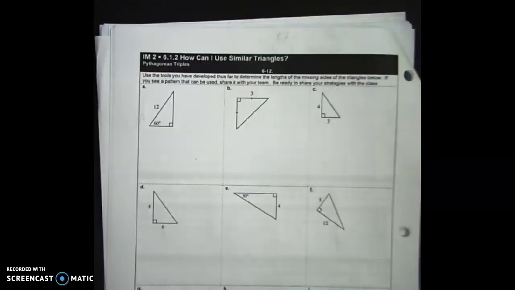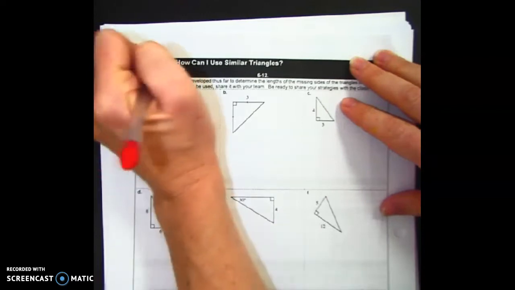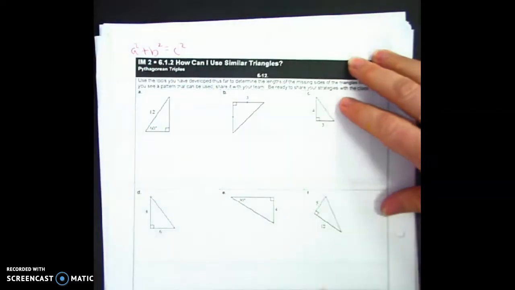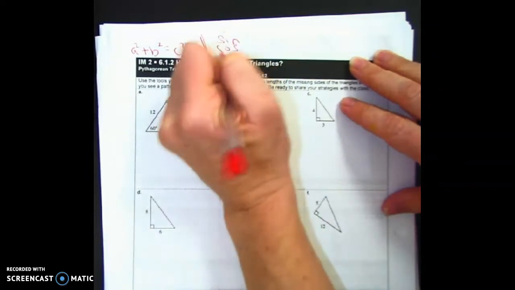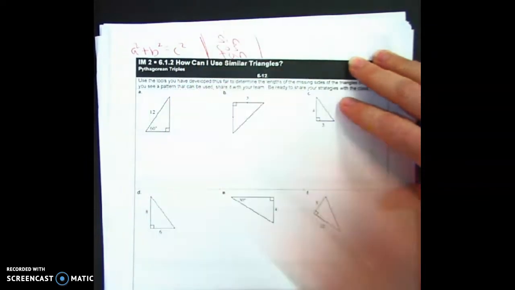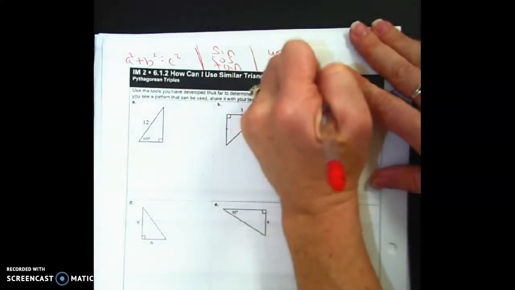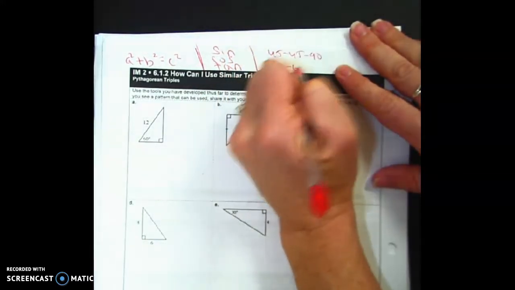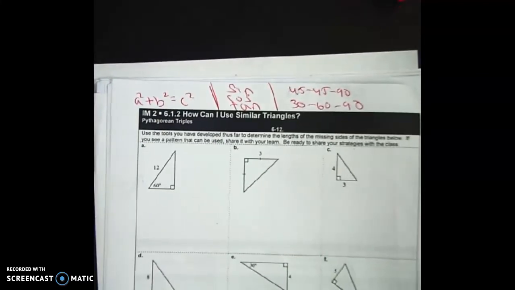So we've learned a lot about triangles. We've learned about the idea of a squared plus b squared equals c squared. So write that down. We've learned the sine, cosine, tan. Write that down. We've learned about 45, 45, 90, and 30, 60, 90. So in each of these scenarios, you're going to figure out what is the best one to use in order to get the answer. Okay?